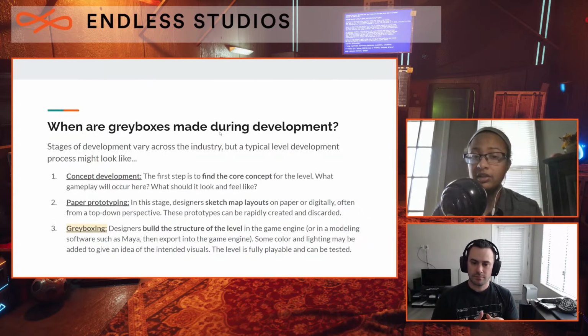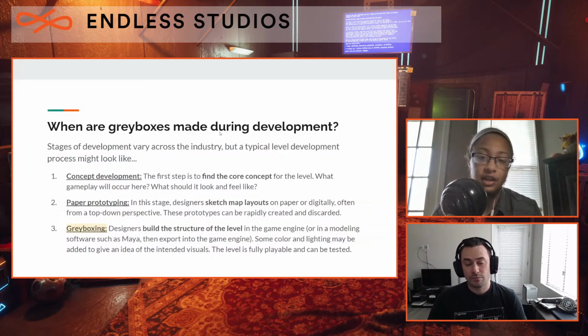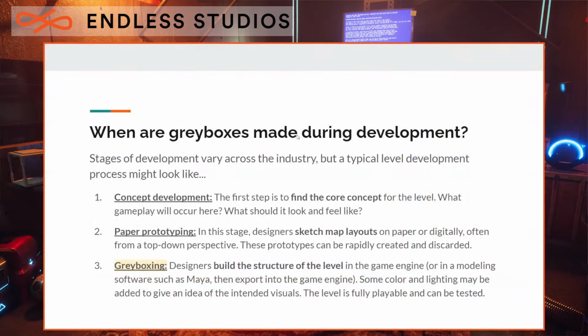Well, this varies. There's no one way to make games, and across the industry there are different standard practices, but a typical process might first look like developing the concept. That first step is just to find, what are we trying to make here? What kind of gameplay has to happen? Are we fighting enemies here? Are we talking to NPCs? Is there an important narrative event that has to happen in this level? What should it look and feel like? That's the first step, just defining those goals.